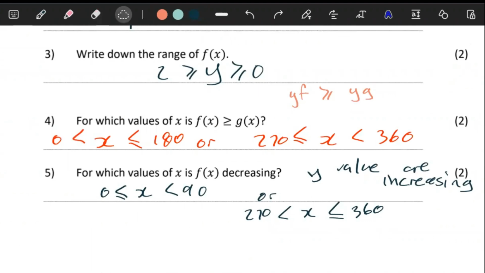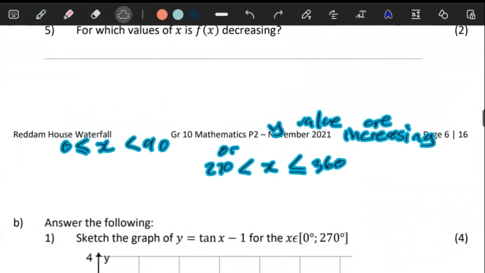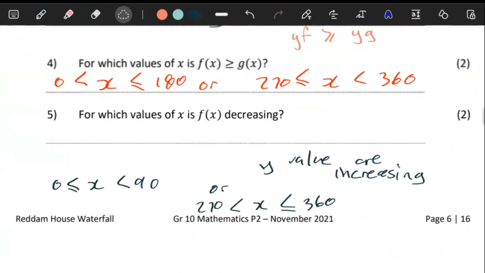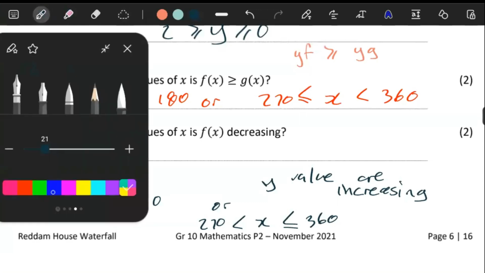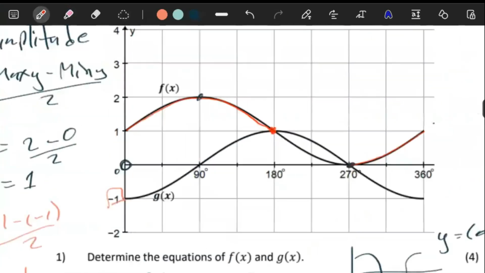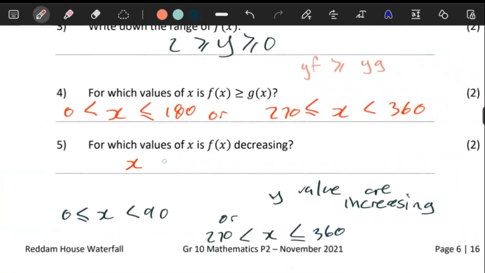Let me put it down here as additional information. This is the part where it's increasing. The part where it's decreasing is obviously the part we did not mention. So this part is increasing, this part is increasing. Decreasing is between 90 and 270. So you see here, x values have to be bigger than 90 and smaller than 270.